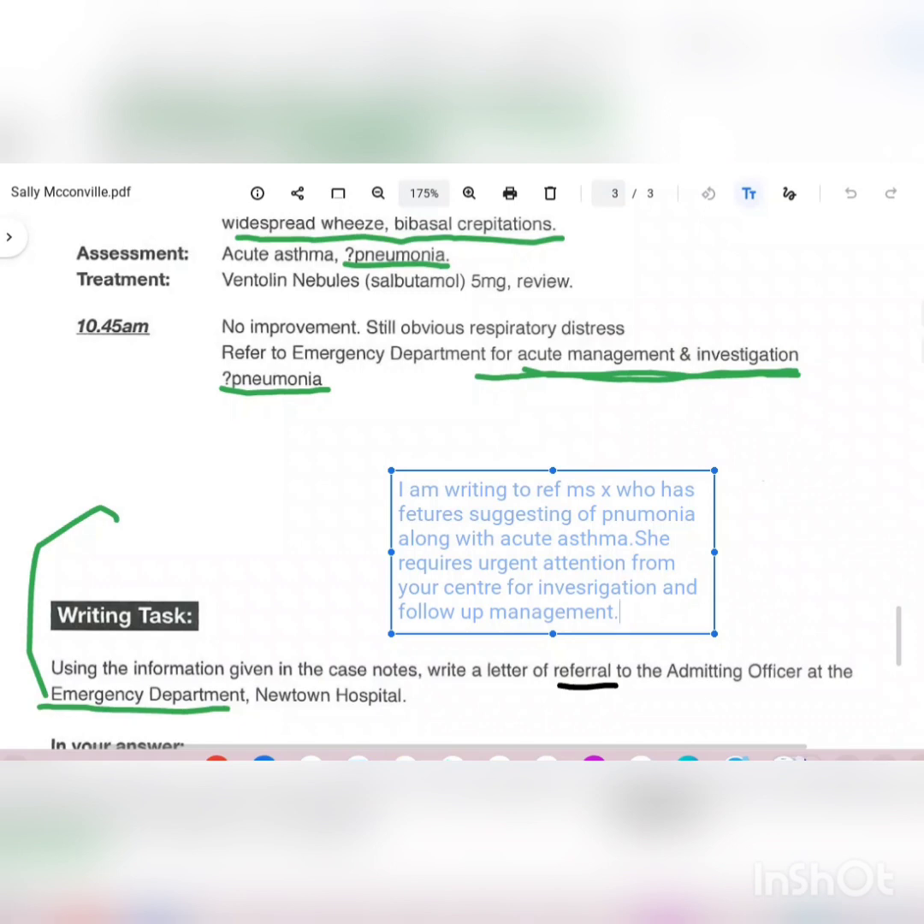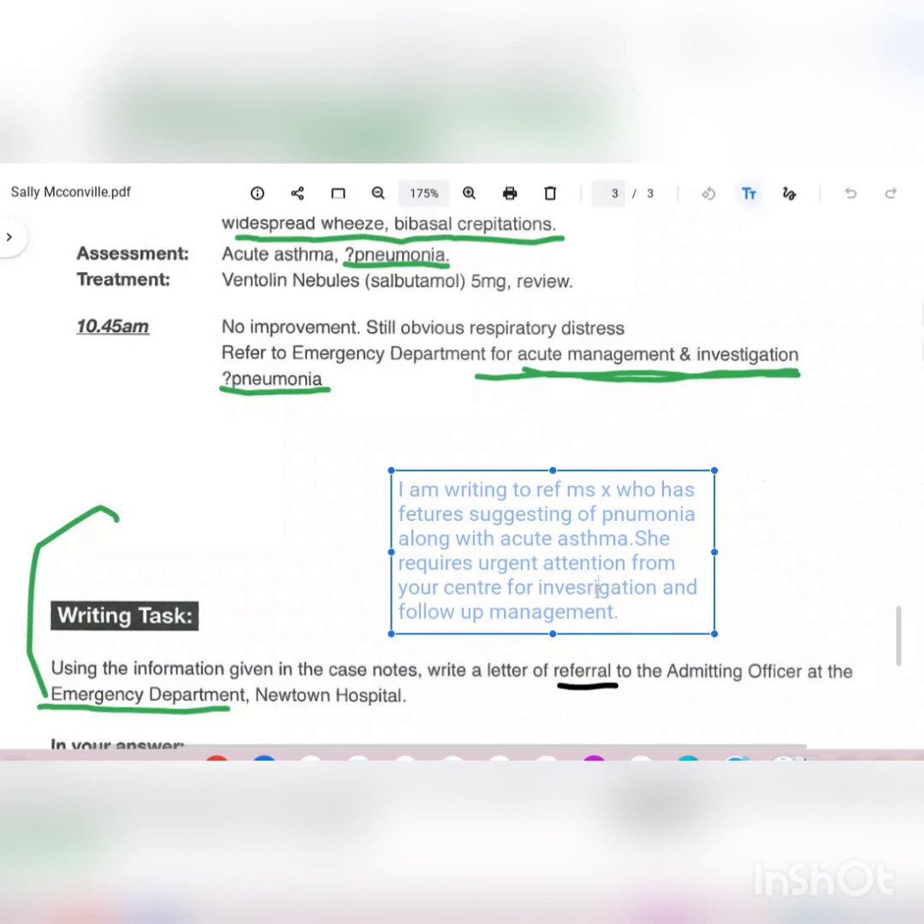If you structure your paragraph, or your introduction, including all the information in a style of writing, then you can construct any introduction. The important thing you need to mention is that the urgency should be there in this case. And what we are expecting, why we are writing to refer, so that the reference is there. And what is the patient's condition? The patient has acute asthma along with suggestive pneumonia. So what is the immediate purpose? She requires investigation and follow-up management.